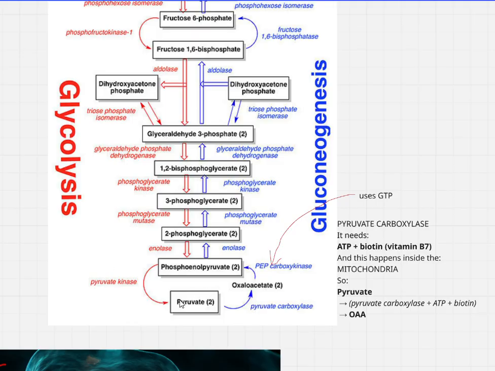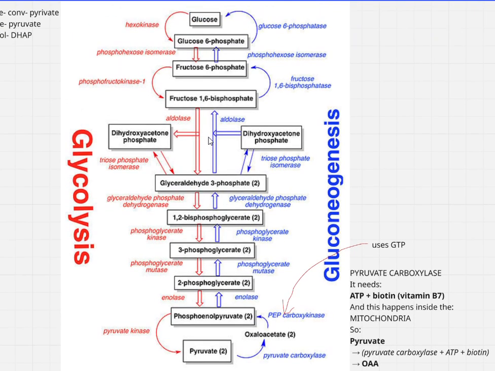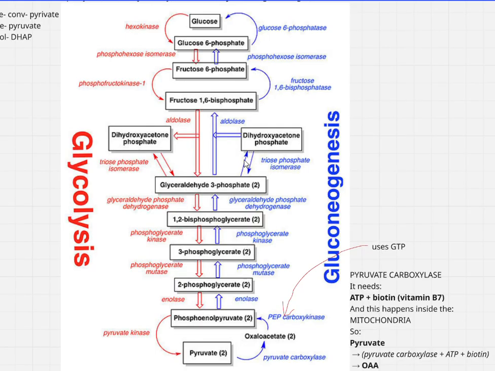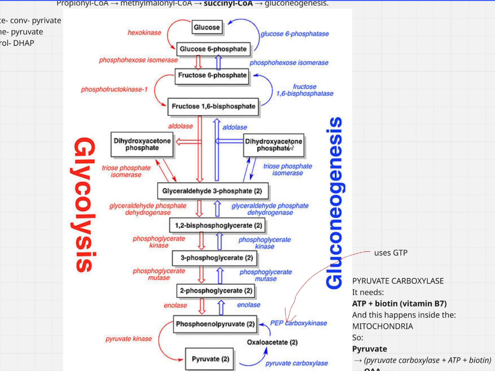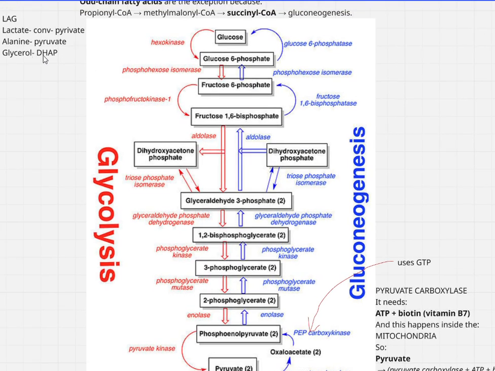Once you create the phosphoenol pyruvate, the same steps go in the opposite direction. You're creating the 2-phosphoglycerate using the enolase, you're creating the 3-phosphoglycerate using phosphoglycerate mutase, you're creating the 1,3-bisphosphoglycerate using the phosphoglycerate kinase, and the glyceraldehyde 3-phosphate using the glyceraldehyde phosphate dehydrogenase, and then you're using triose phosphate isomerase to create the DHAP. And by the way, the glycerol was directly being converted into DHAP and entering here, and then the aldolase was converting it into fructose 1,6 bisphosphate.